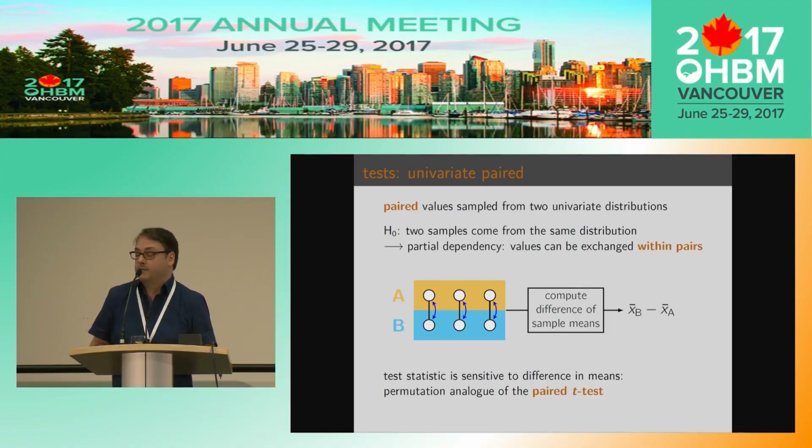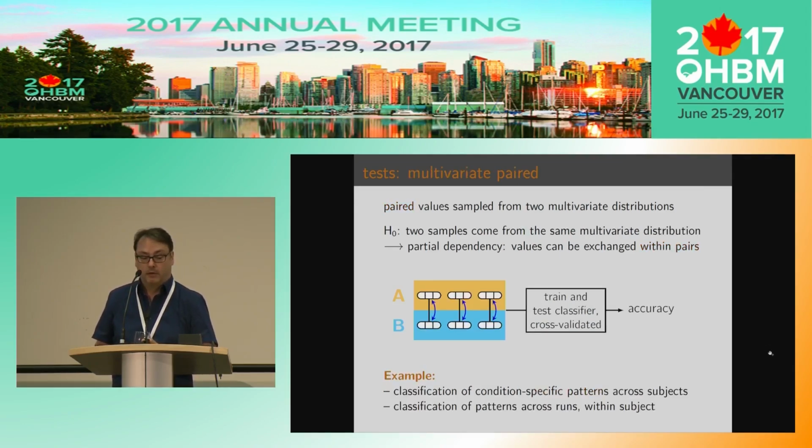Then, following this, the logic is actually the same. You can compute the difference of sample means, x bar b minus x bar a, because you have a test statistic that is sensitive to difference in means. This is a permutation analog of the paired t-test. And of course, we can do exactly the same in the multivariate case.